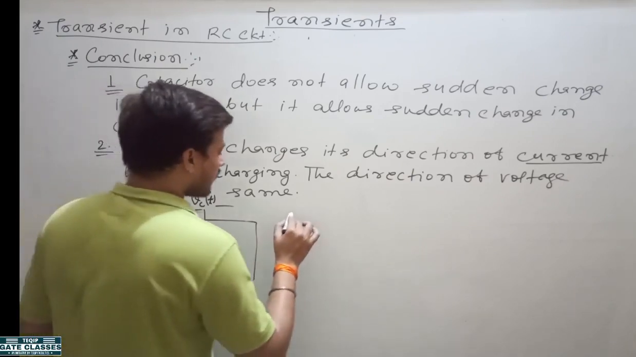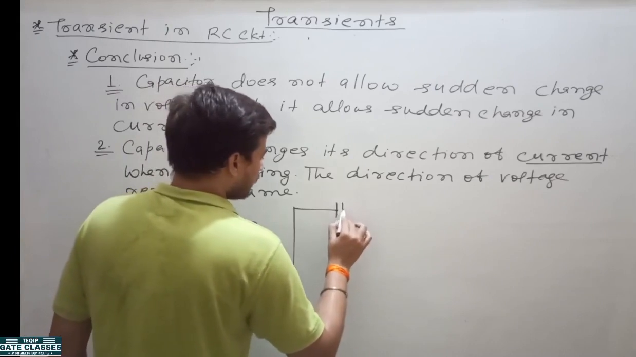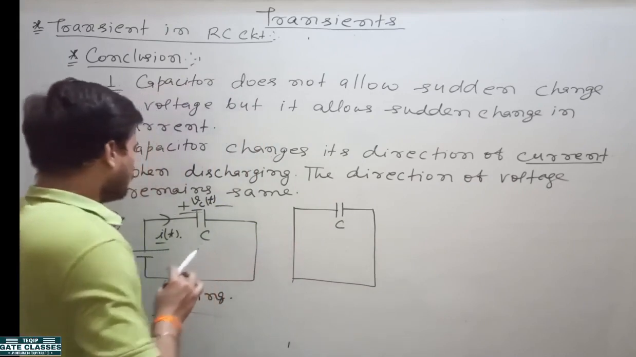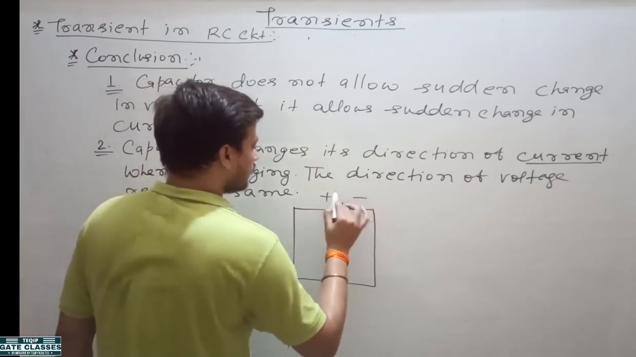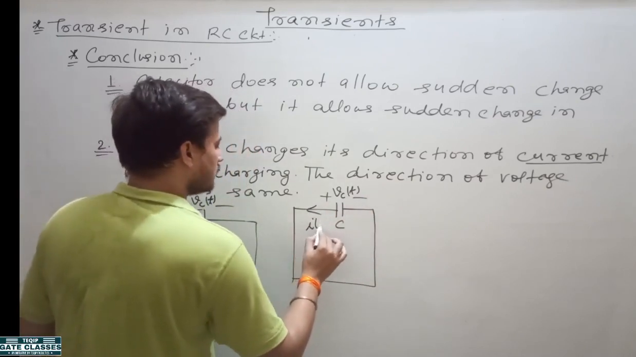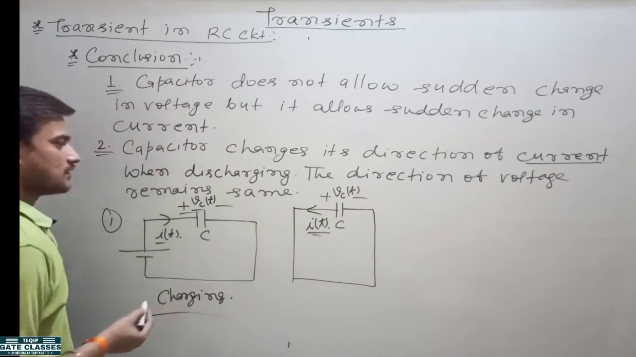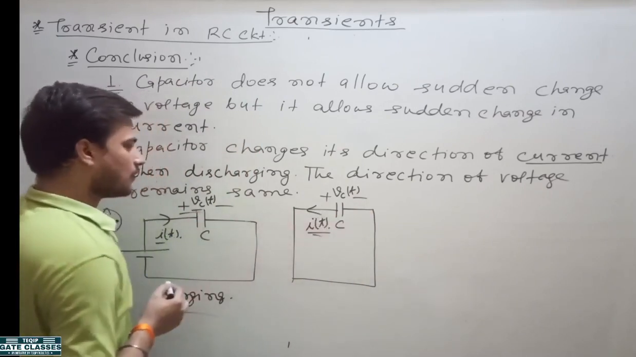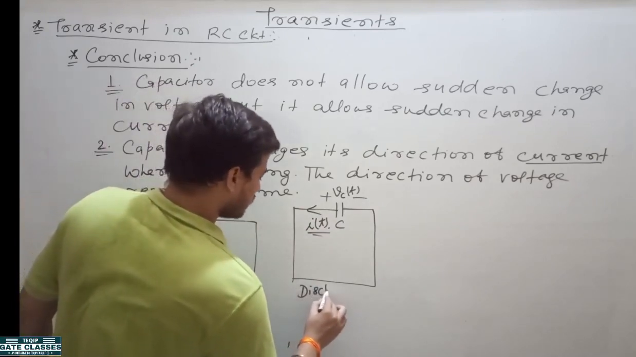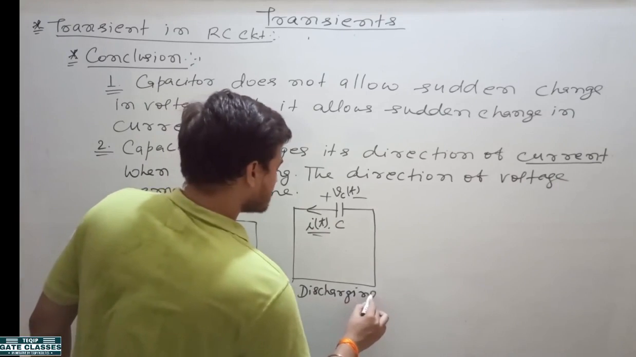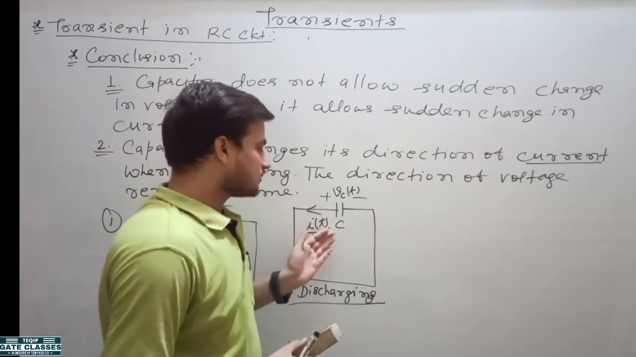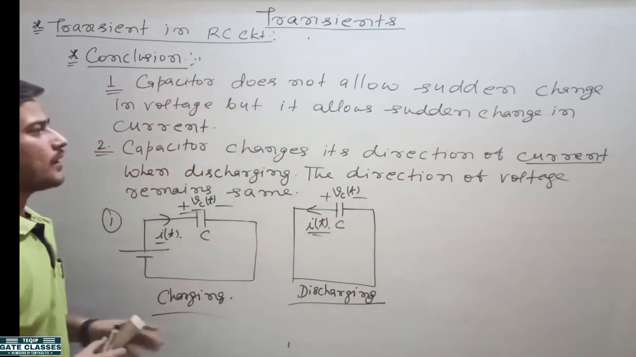The second condition is, when you remove the supply, this is the capacitor. We have the same direction of voltage VC(t), but you will see the direction of current has been reversed. Now current is coming out from the positive terminal, so this is the discharging mode. It is supplying power, that means it is being discharged. This is the property of a capacitor.